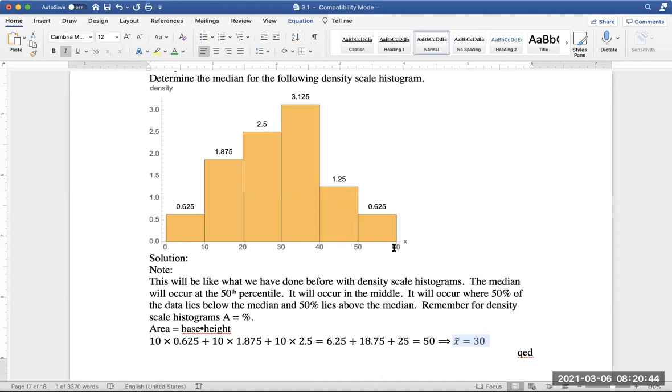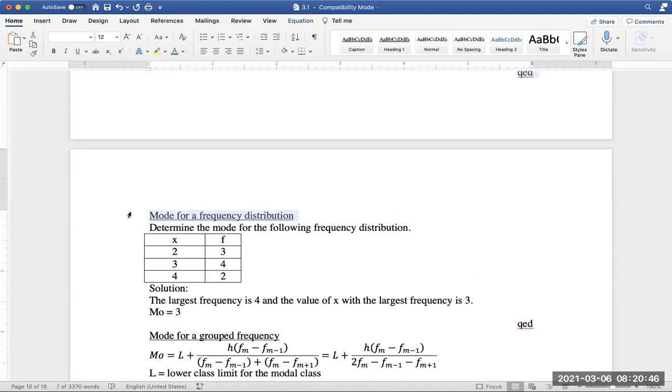I just noticed that. Okay, so the mode for a frequency distribution is the easiest thing on the planet. The mode is what has the highest frequency, 4. The biggest number among all the frequencies is 4. Therefore, the mode is 3, and you're done. So for a frequency distribution, it's very, very easy to figure out where the mode is.